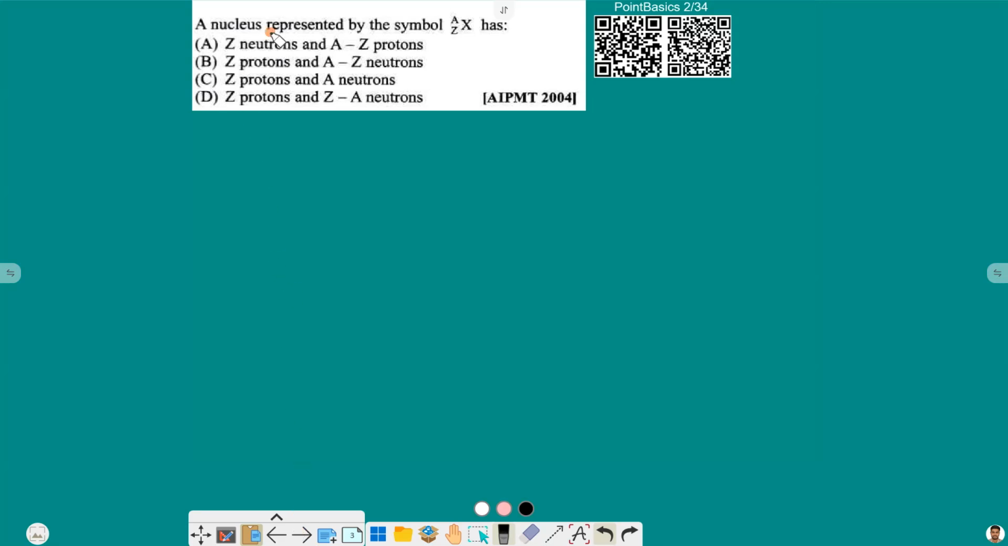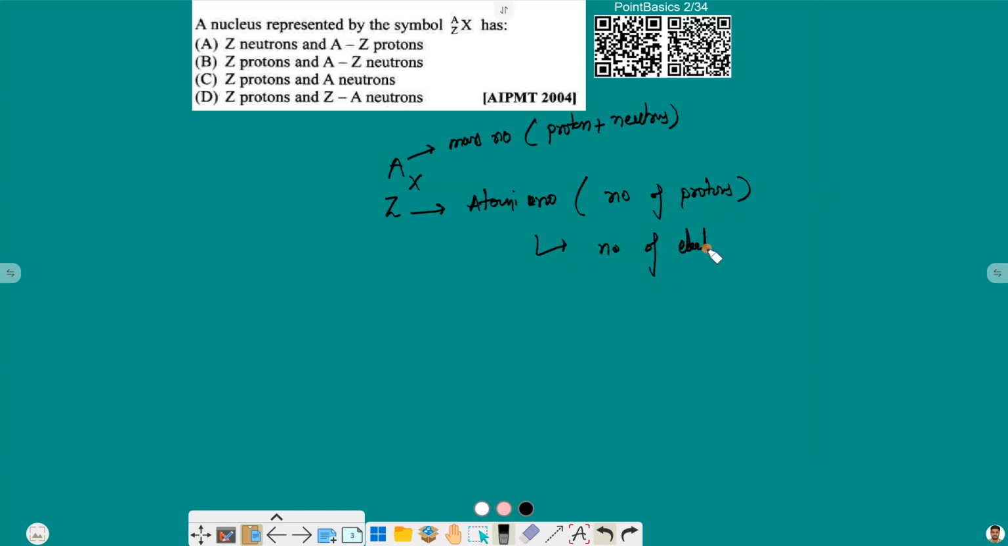Now a nucleus represented by the symbol AXZ. So this A is the mass number, and it is basically a combination of protons plus neutrons, and this Z is the atomic number, and atomic number is basically the number of protons. Sometimes you will be confused that this may be equal to the number of electrons, but actually this is the number of protons.